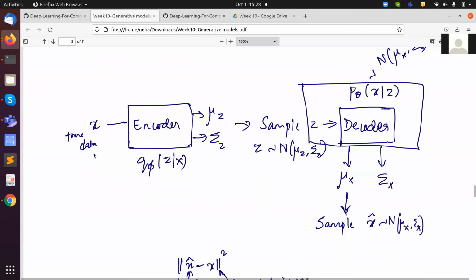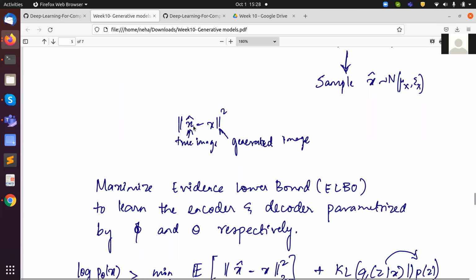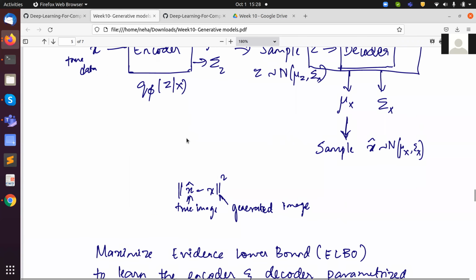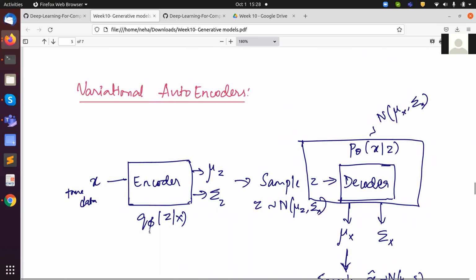The loss function which we use for variational autoencoders is the L2 norm between the true image and the generated image, and this can be seen as maximizing the evidence lower bound to learn the encoder and decoder parameters. And here the parameters of the encoder are represented by phi, and the parameters of the decoder are represented by theta. Here by parameters I mean the weights and biases of these modules.